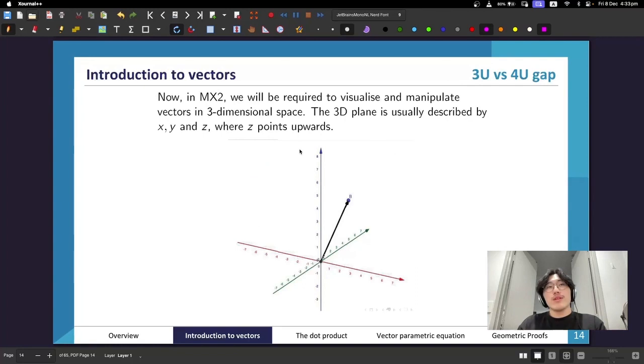All right, in Maths Extension 2, we'll be required to visualize and manipulate vectors in three-dimensional space. The 3D plane is usually described by x, y, and z, where z points upwards, and generally x points towards you and y points to the right. So generally it's going to be z, x, y.